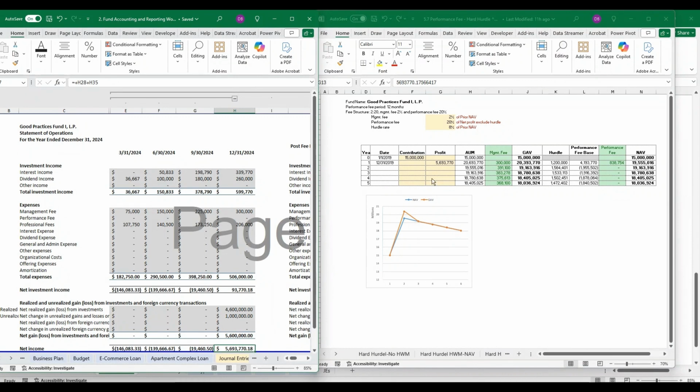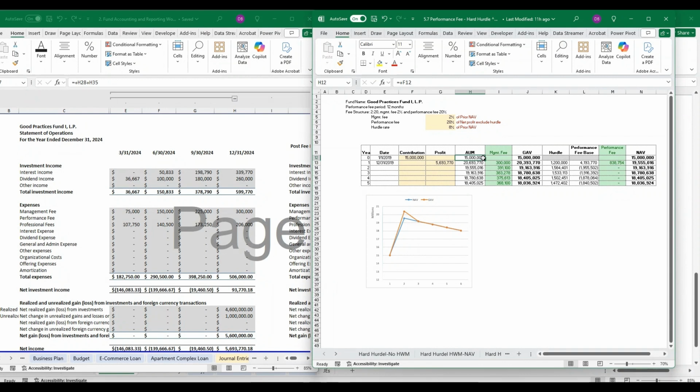5.693770. This is the number we got as the year-end profit. Based on the asset under management, we calculate the management fee by the end of the year, that is 2% of the committed capital. Then we have our NAV here, and we have our hurdle based on 8%, and we have our performance base, and this is our performance fee.